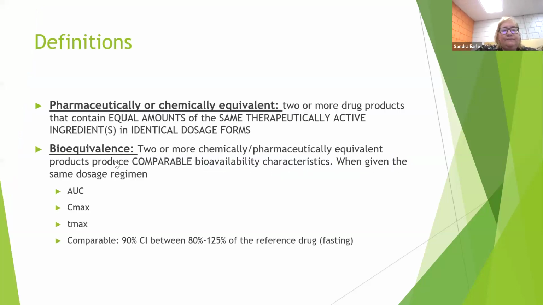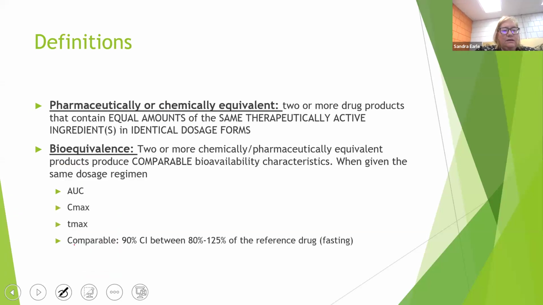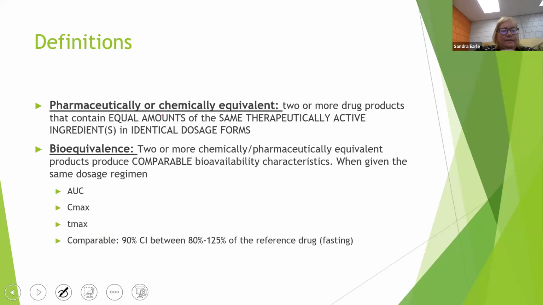Oopsie. How do I want to write equal amounts pen equal amounts. Why am I not able to write? Well, I'm not able to write here, so that's all right. I don't, well, maybe in a minute we'll have to.